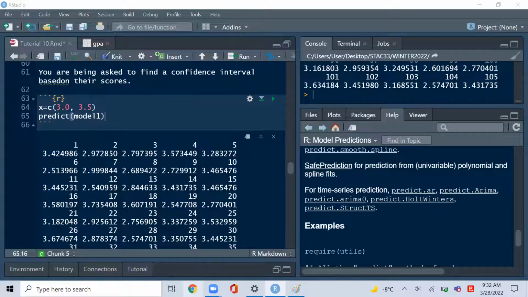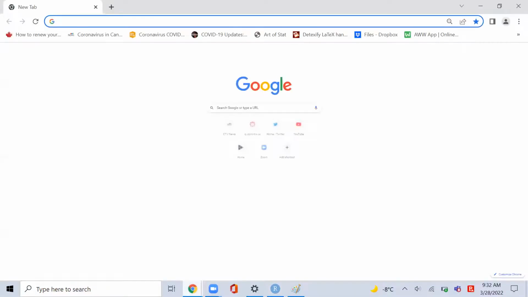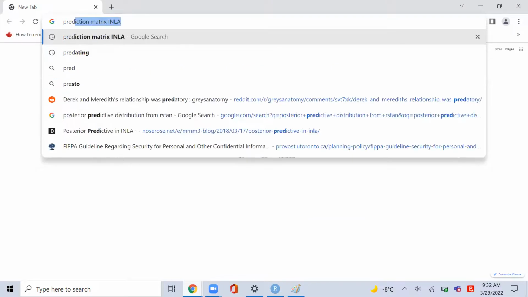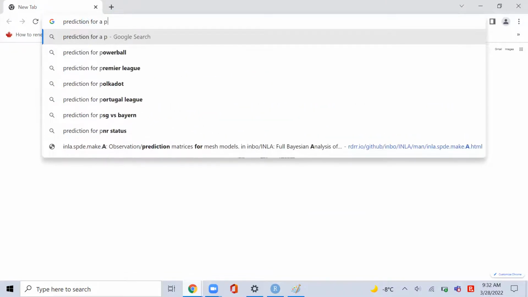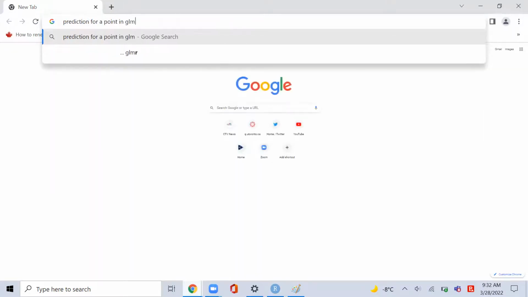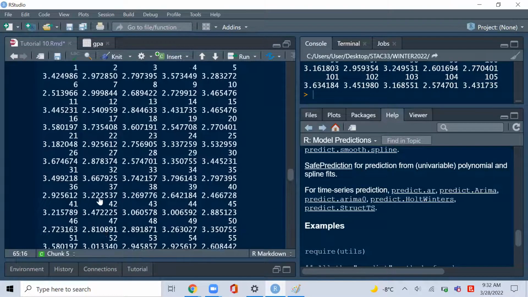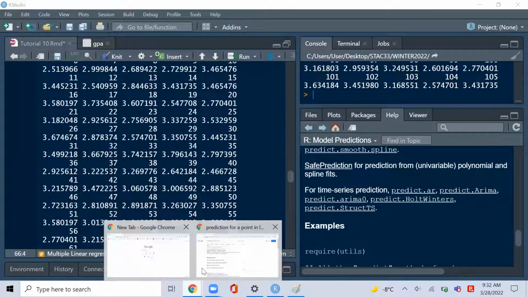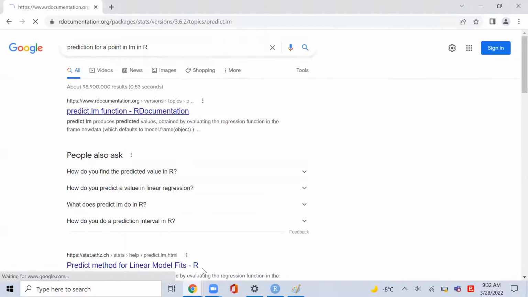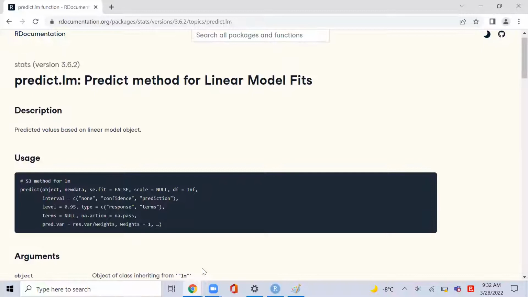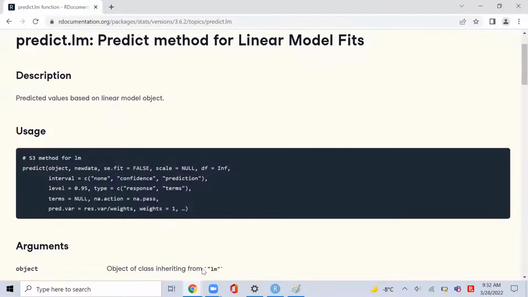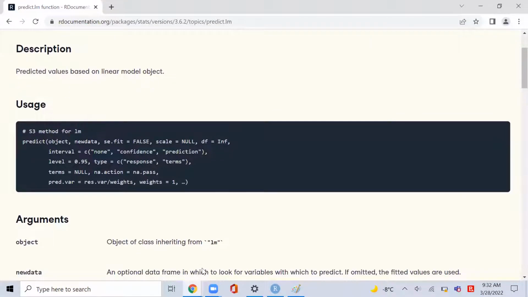Just give me one second, I'm going to look online. Prediction for a point in GLM. I don't want to predict everything. You see that here, we feed the model in, and it'll give you a prediction for all 105 observations. But I don't want that. I only want them for two, basically. I think it might be predict.lm.